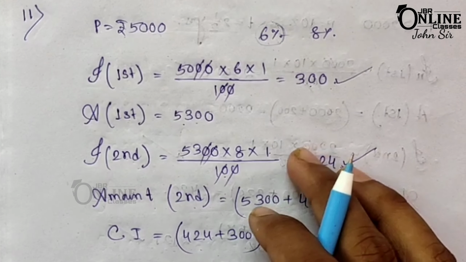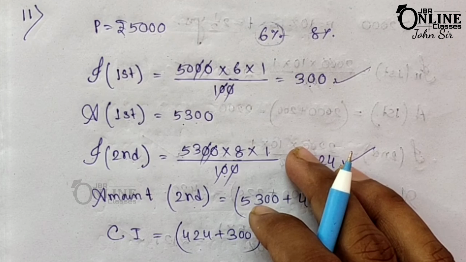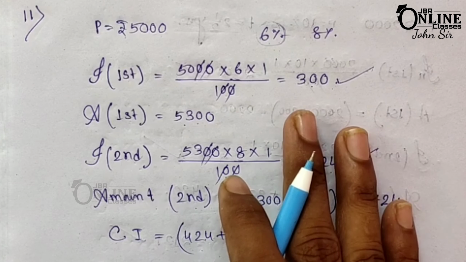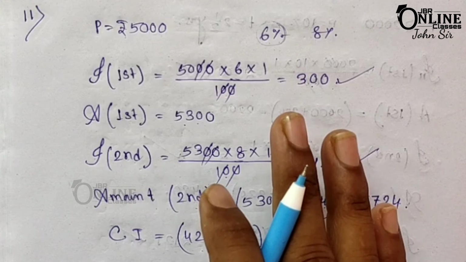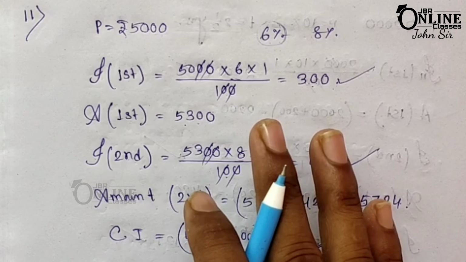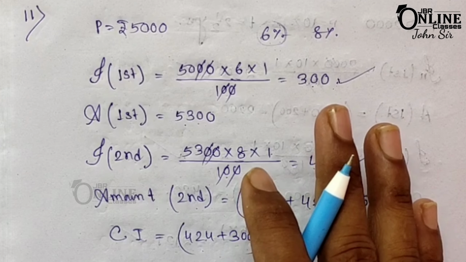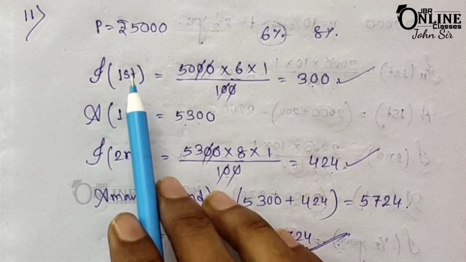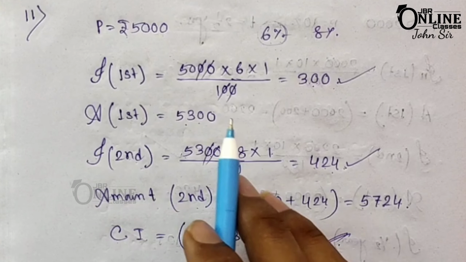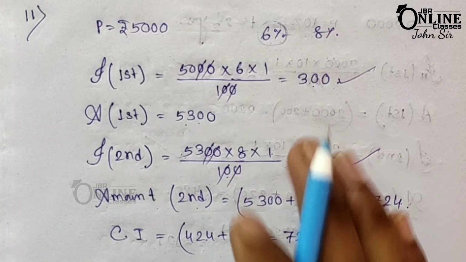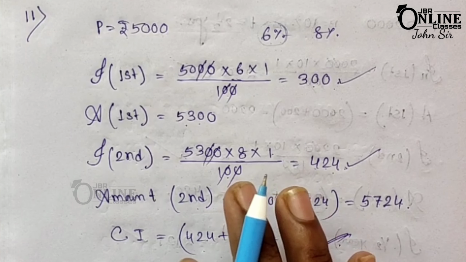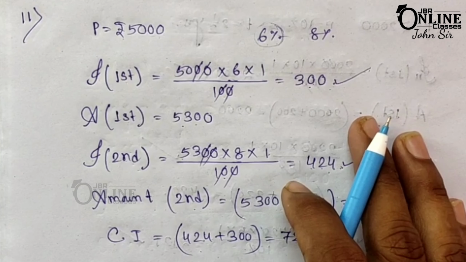Now next one, sum number 12. Sum number 12 is the same as sum number 11. In sum number 11 there are only 2 years, but in sum number 12 there are 3 years. For the first 2 years 10%, and for the last year 14%. So in sum 11 you have to find out interest 2 times, but in sum number 12 you have to find out interest 3 times. That means for the first year, second year and third year. Okay, so I hope you can solve it.